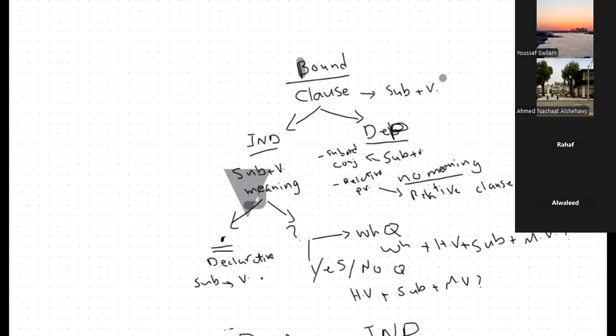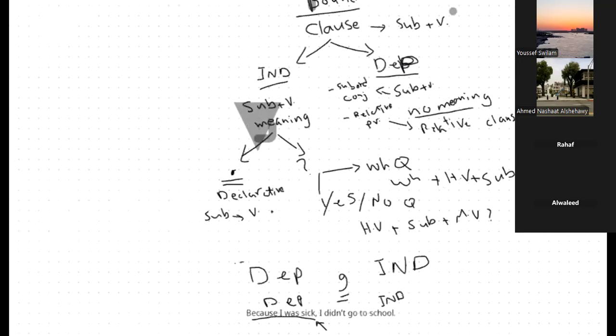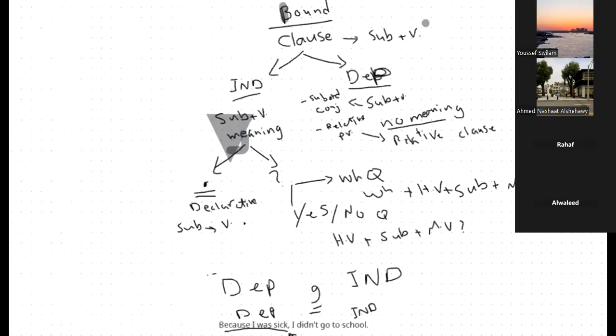Dependent clause and independent clause. What's the difference between them? The independent clause has subject and verb, and it has meaning. The dependent clause has subject and verb, but no meaning. What does it mean that it doesn't have a meaning? Means that it needs another part to complete it, to comprehend it, to understand it.